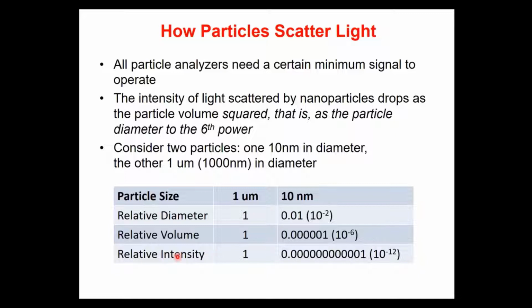And since intensity goes as the square of volume, the scattered intensity from that small nanoparticle will be 12 orders of magnitude smaller than the 1 micron particle, which gives you an idea of the difficulty technically detecting light scattered directly from a single nanoparticle. There's a practical limit below which we just cannot work. So technically, we have to come up with some alternative ways of detecting these really small particles.